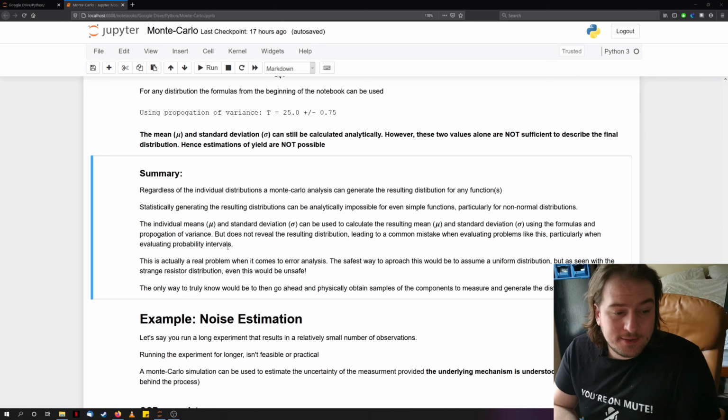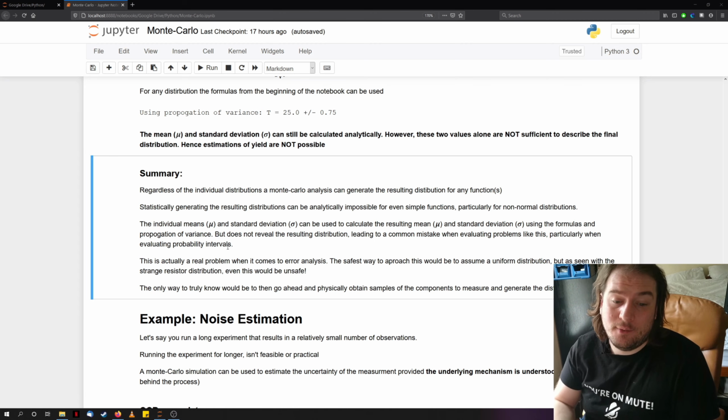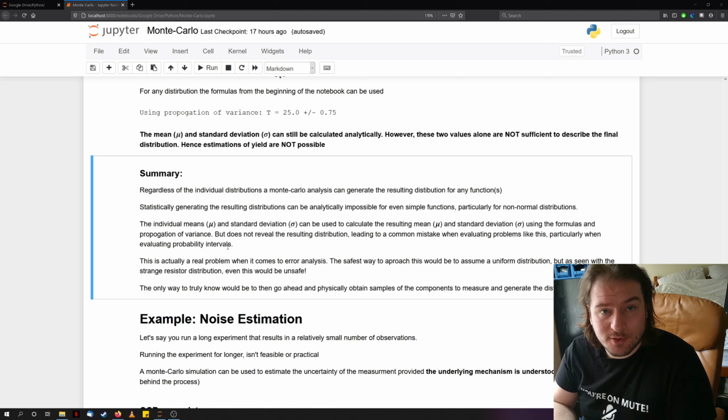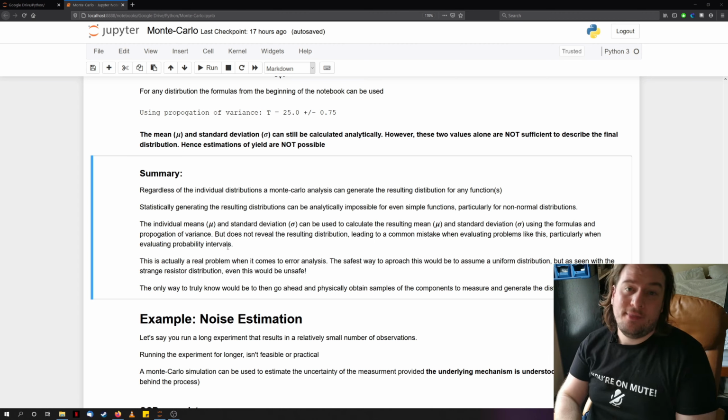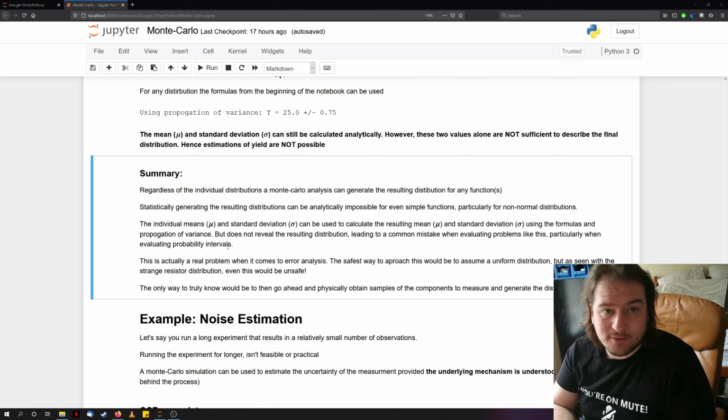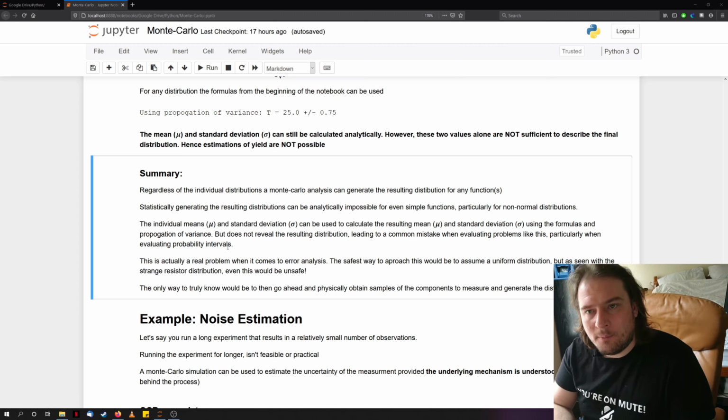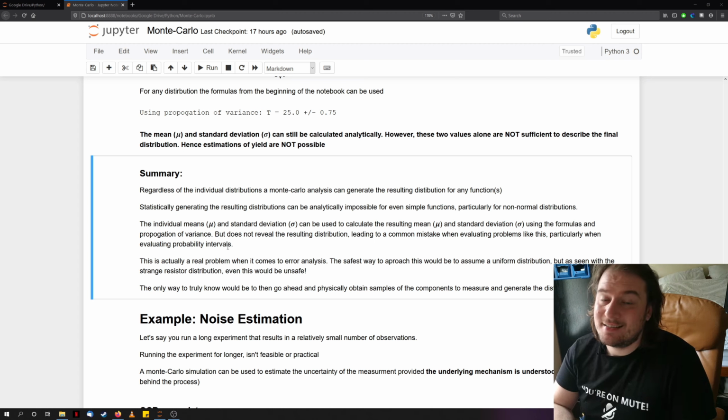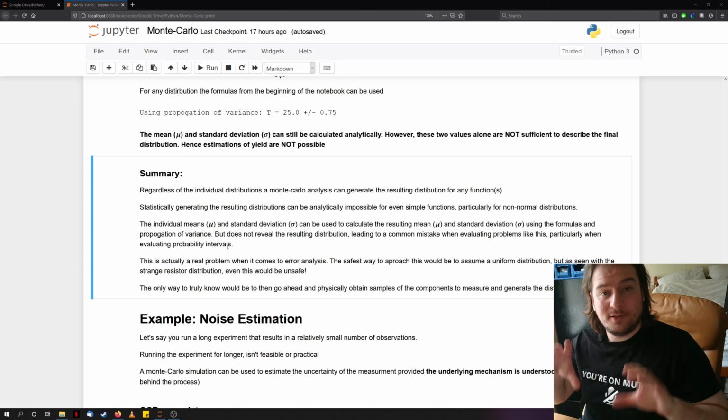The individual means and standard deviations can be used to calculate the resulting mean and resulting standard deviation, as discussed, using the formulas and propagation of variance. But it does not reveal the resulting distribution, leading to a common mistake when evaluating problems like this. I've seen this lots of times: someone calculates the mean and standard deviation of the resulting distribution of a series of inputs, and then goes ahead and calculates probability intervals, saying that 90% of our devices will lie between these two values. But there they've made the massive assumption that the resulting distribution is normally distributed, and that's sometimes not even the case for normally distributed inputs.